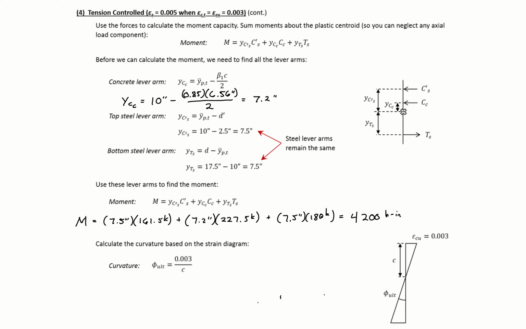So our curvature will be equal to 0.003 divided by our C, 6.56, which will give us a curvature of 4.6 times 10 to the negative fourth radians per inch. So then we have our curvature and our moment for this point.